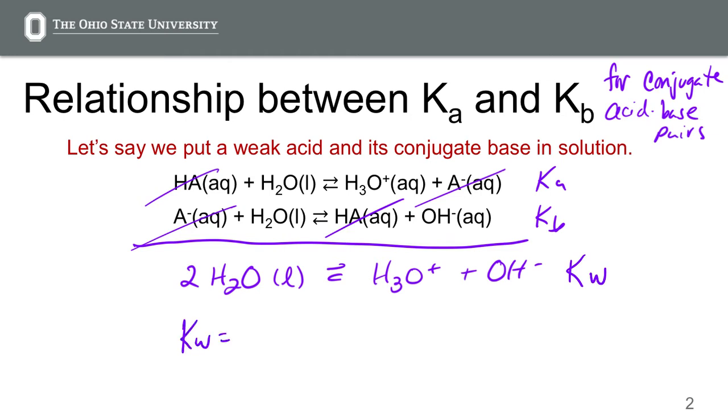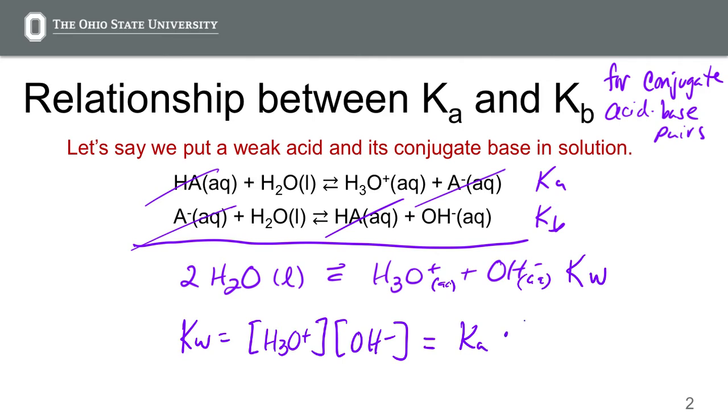And Kw is equal to, and you can see from this equation, the concentration of H3O plus times the concentration of OH minus. And so what that tells us is that Ka times Kb is equal to Kw for conjugate acid-base pairs.